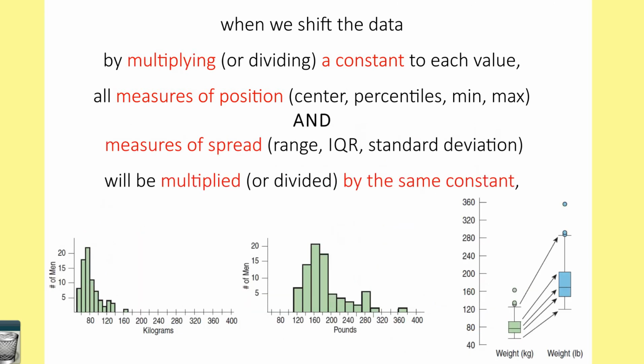Now, if we multiply or divide by a constant, your measures of position, so center, percentiles, and so forth, are all going to be multiplied or divided by that same constant. And your measures of spread are also going to be multiplied by that same constant. I think it's best shown through this box plot. Here you can see that the range is increased by that constant, along with every single value.